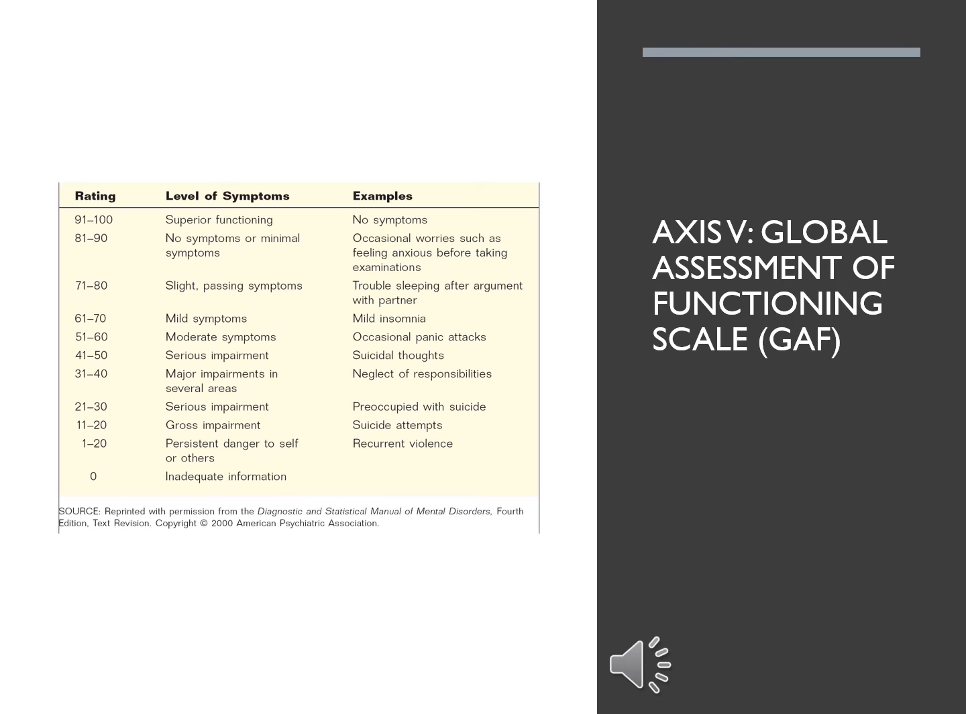But you can see the lower the score, the more at risk they are. If they're having suicidal thoughts, if they're neglecting their responsibilities, they're probably not functioning as well. And so as we get down into this under 50 range, let's say, we're more likely to hospitalize for something like that.